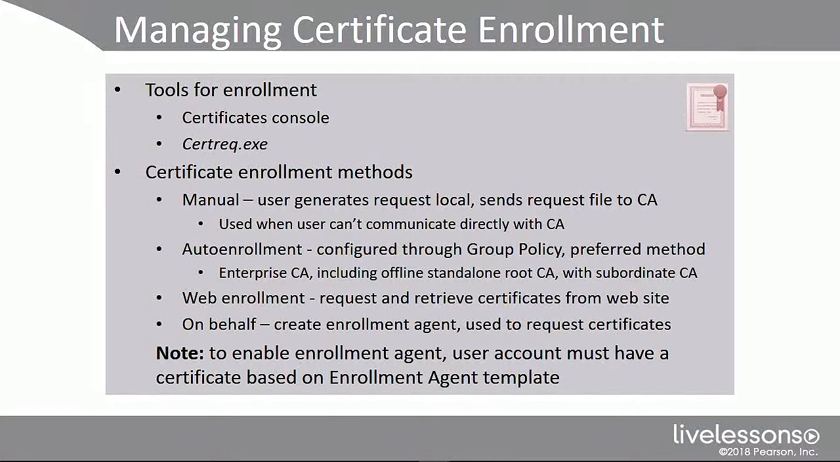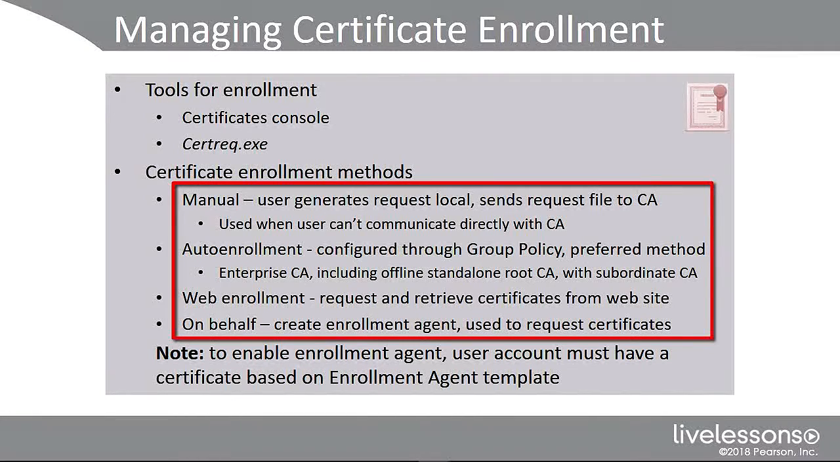We have 4 different enrollment methods that we can choose from, the first being manual. As it sounds, the user is going to generate a request locally. That request file is going to be sent to the CA for approval. This is often used when a user can't communicate directly with your CA.